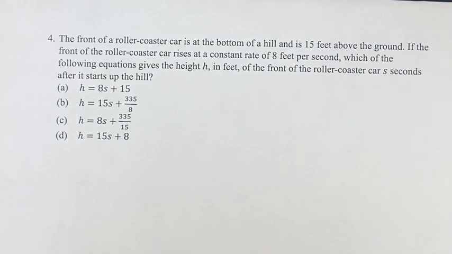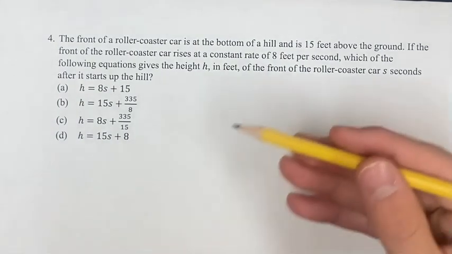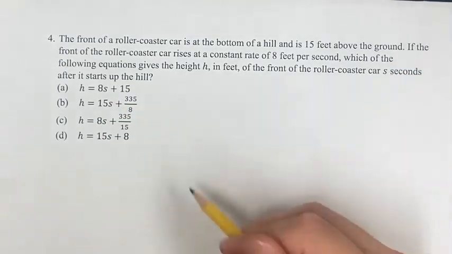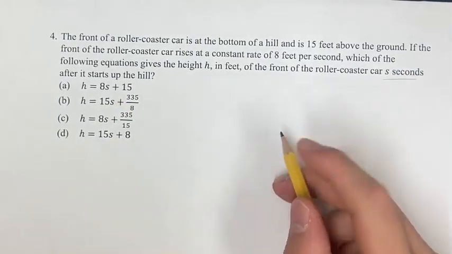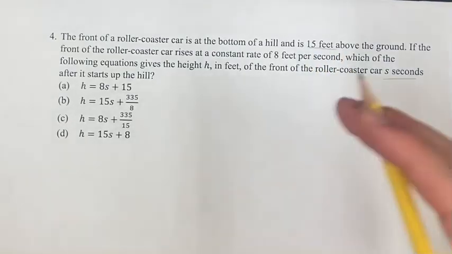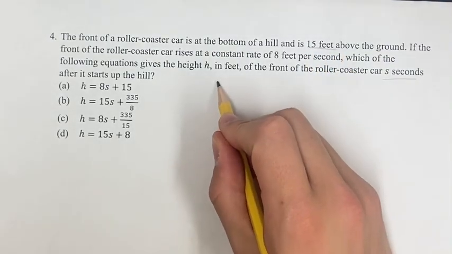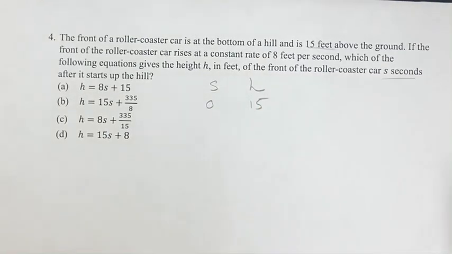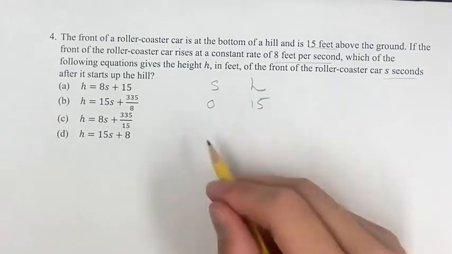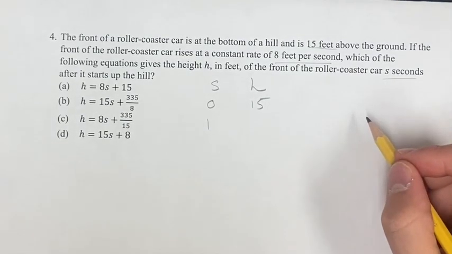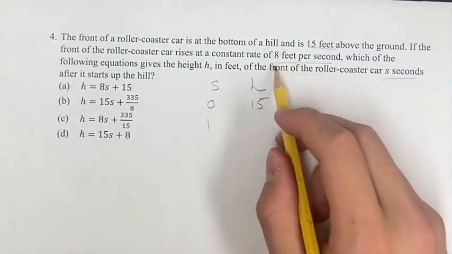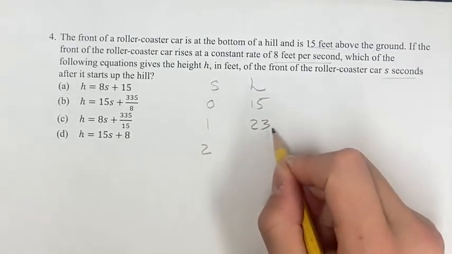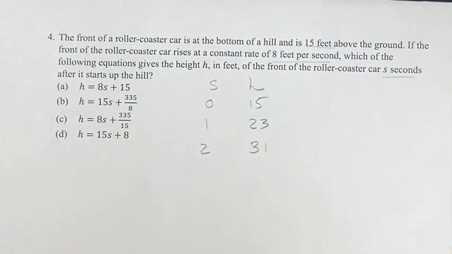So to do this, we can find some of the points on this line, and we can use those to find an equation. At 0 seconds after it starts up the hill, we're told it's 15 feet off the ground, right? At the beginning, it's 15 feet. So our time in s, our height here, at 0 seconds, we're at 15 feet. And we're rising 8 feet per second. So after 1 second, we are up to 8 feet above 15, which is 23. 2 seconds, 8 feet more is 31, and so on.